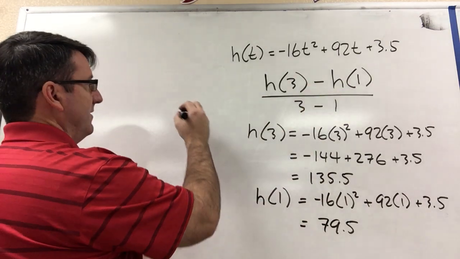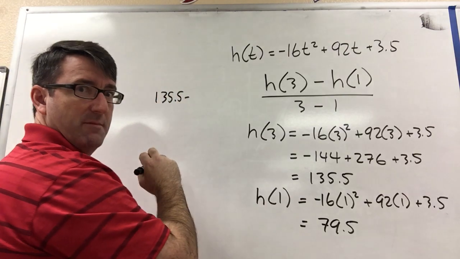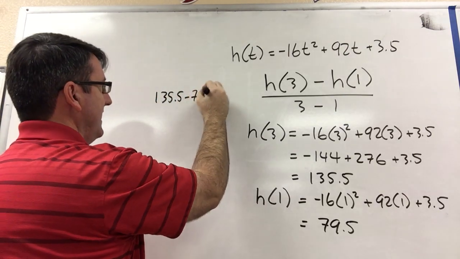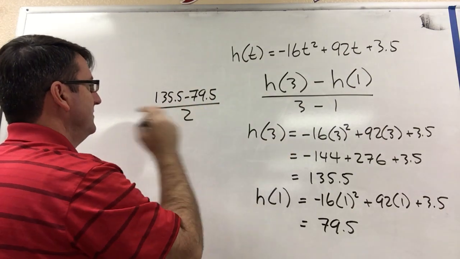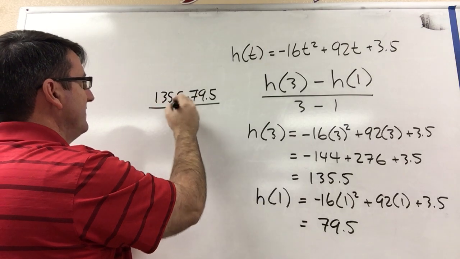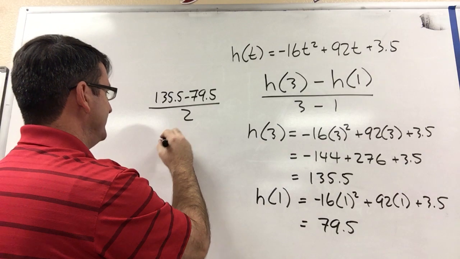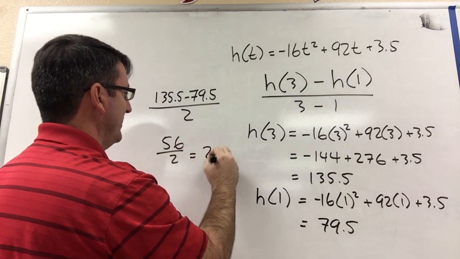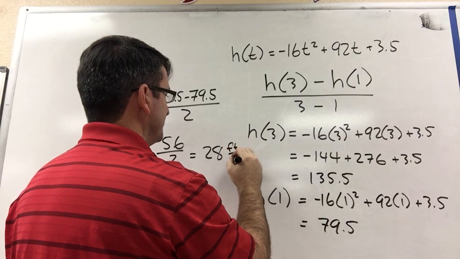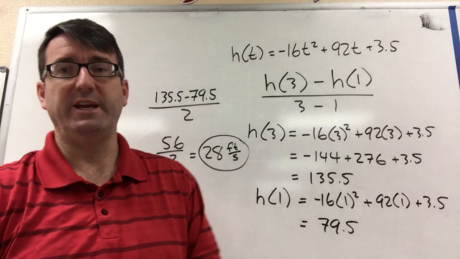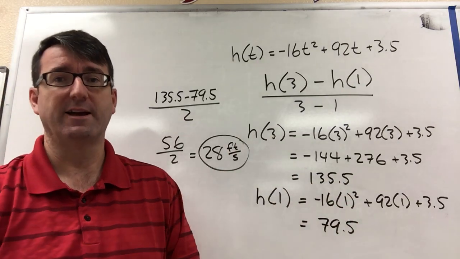To find the slope now, we take 135.5 minus 79.5 divided by 3 minus 1, which is 2. 135.5 minus 79.5 is 56. Divided by 2 is 28. That's 28 feet per second. That's the average speed from 1 second after the launch to 3 seconds after the launch.